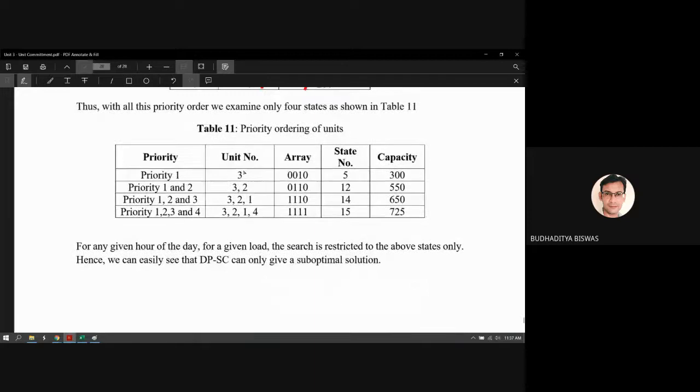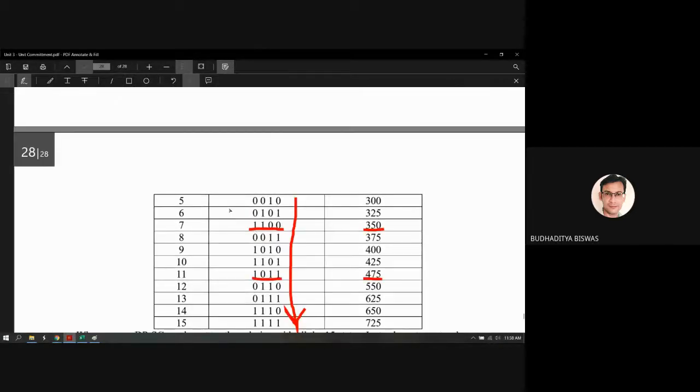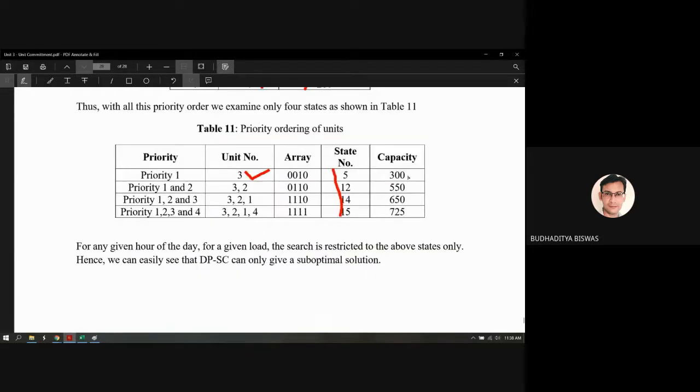First, unit 3 is committed. The array is this one, 0010. Obviously, if unit 3 is committed, this is 0010. And the state number is from this table. 0010 means step number 5. And this one is 300. Capacity is 300.